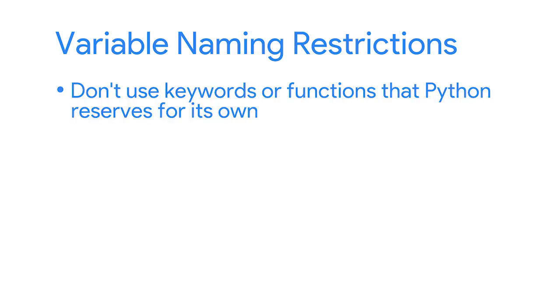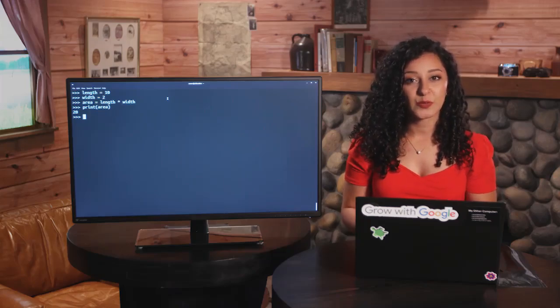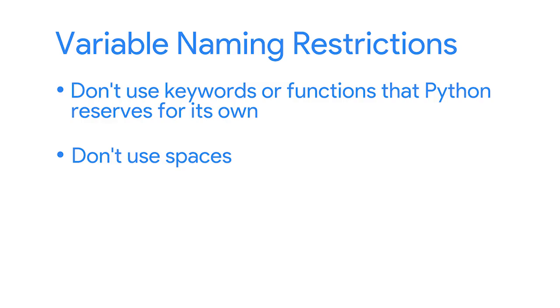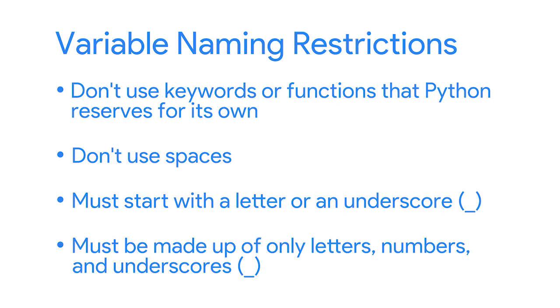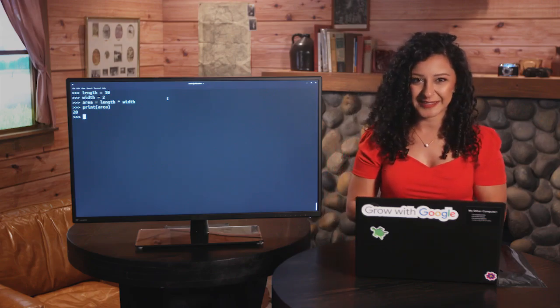First, you shouldn't use as variable names any of the keywords or functions that Python reserves for its own, like print. Using these reserved terms will make your program confusing to read and will result in errors. Python also has some restrictions on the characters you can use to define a variable. Variable names can't have any spaces, and they must start with either a letter or an underscore. Also, they can only be made up of letters, numbers, and underscores. Let's check out some examples of valid and invalid variable names to understand this better.